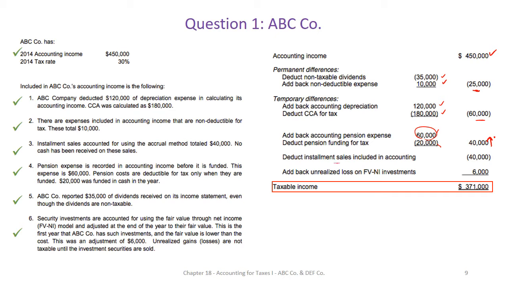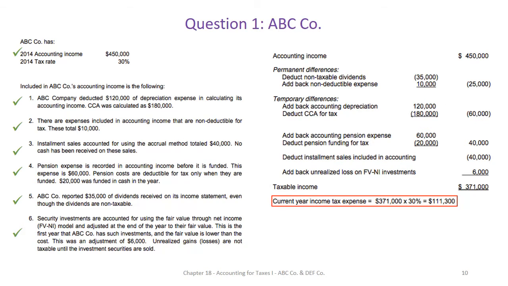Then we have the installment sales that are non-taxable, as we discussed, so we don't want to pay tax on something that isn't taxable yet. And then the unrealized loss, which is not deductible. So that gives us taxable income of $371,000. And then the rest is easy. Once we have our taxable income of $371,000, we use a 30% tax rate, and this gives us our current year income tax expense.